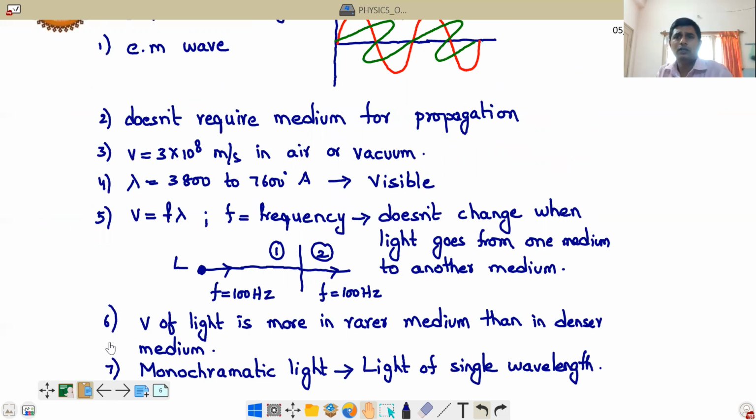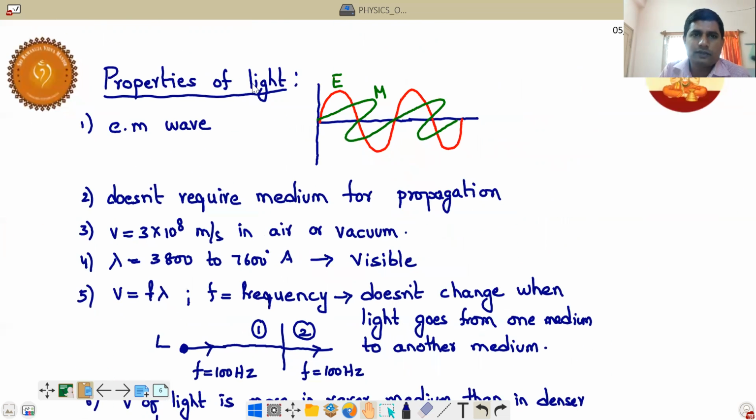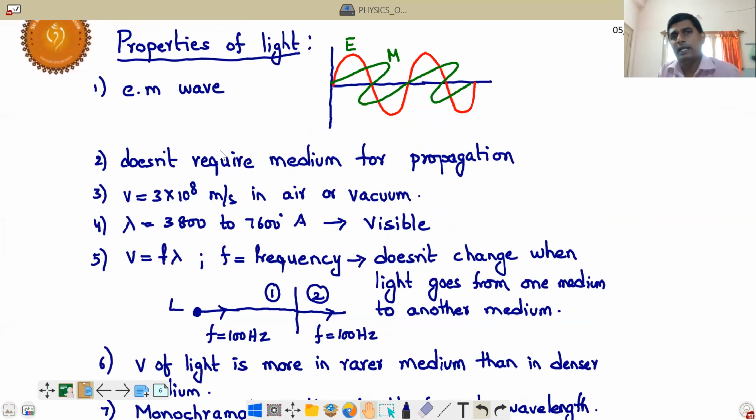Okay, students. Now, before going to further topics, let us first discuss the properties of light. So what are the properties of light? Number one, light is nothing but a form of energy, which propagates in the form of electromagnetic waves. Electromagnetic wave means it will have an electric field wave and a magnetic field wave. The propagation of waves in this format is called light. It will have some energy.